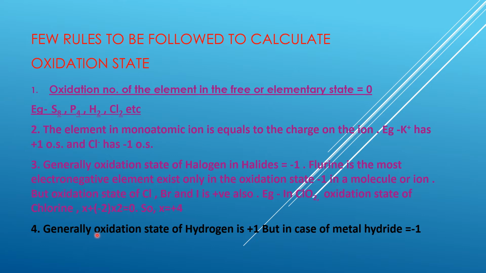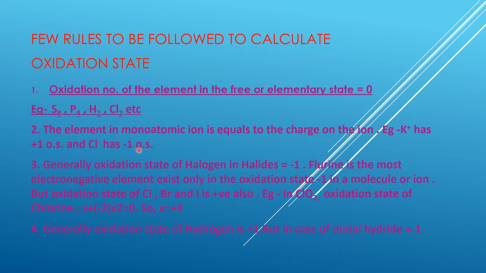Now next, I am going to discuss the rule related to the oxidation state of hydrogen. Generally it is +1, but in the case of metal hydrides, if it is giving hydride with group 1 or group 2, mostly with group 1 and group 2 elements, they are more electropositive. So hydrogen will be negative over there and its charge will be -1.